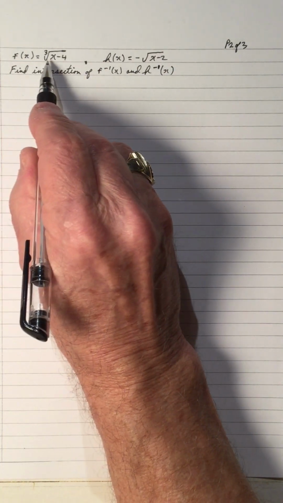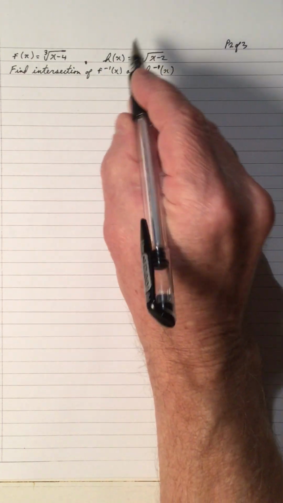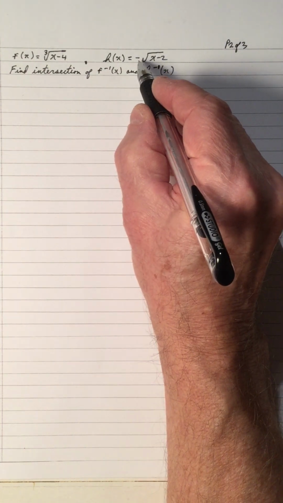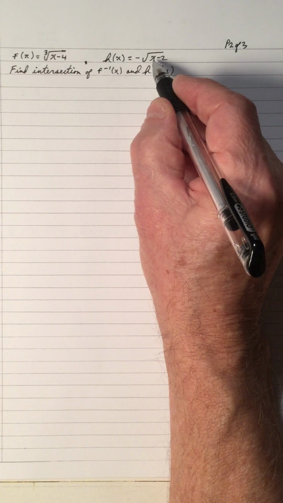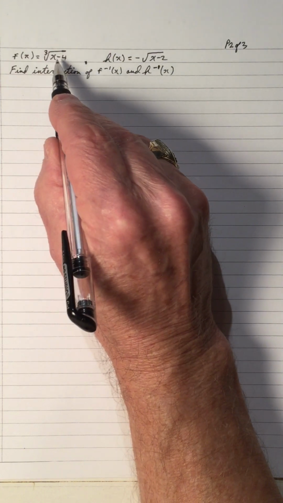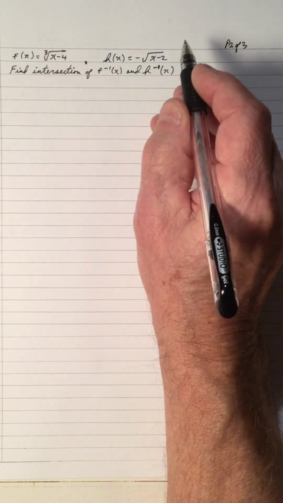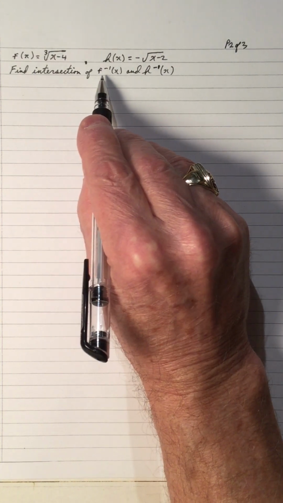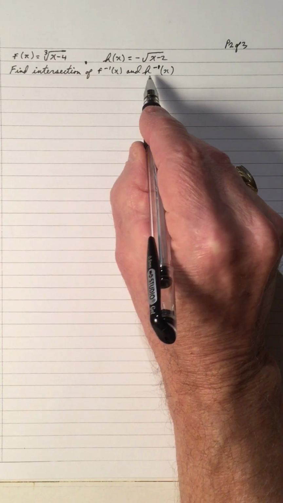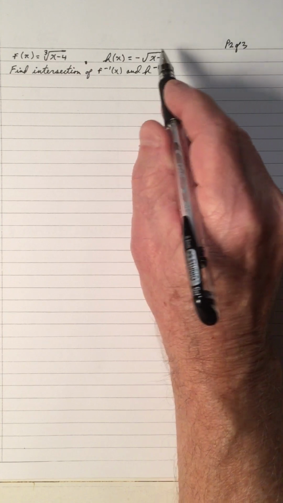So f of x equals the cube root of x minus 4. The h of x is equal to the negative square root of x minus 2. So notice the cubic root, and this is a square root. Find the intersection of the inverse f to the negative 1 and h to the negative 1.